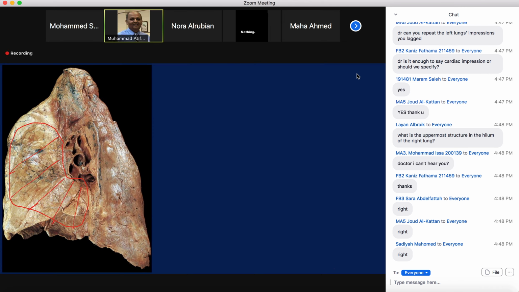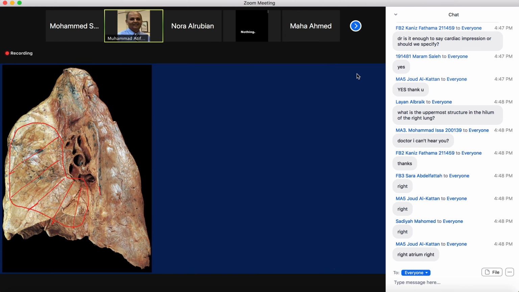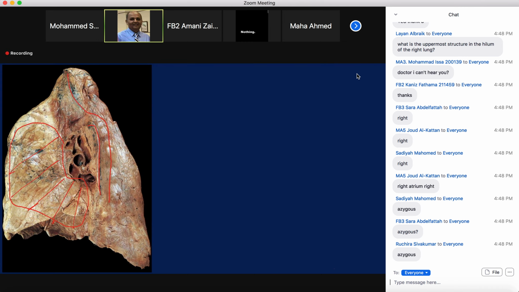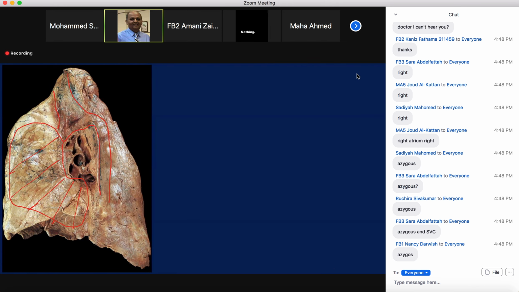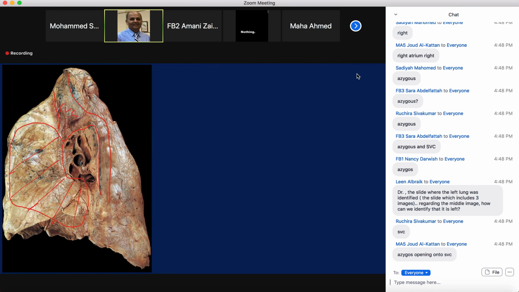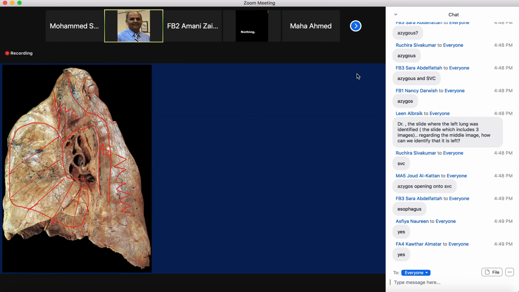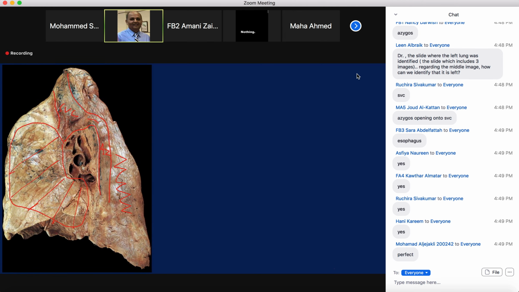And then what do we see here? Can you see this small groove going here, just behind the hilum? It's opening into something big. And that is my superior vena cava. And this is my azygos. And now this remaining area is for the esophagus. Are we good? Obviously, azygos opens into the superior vena cava.